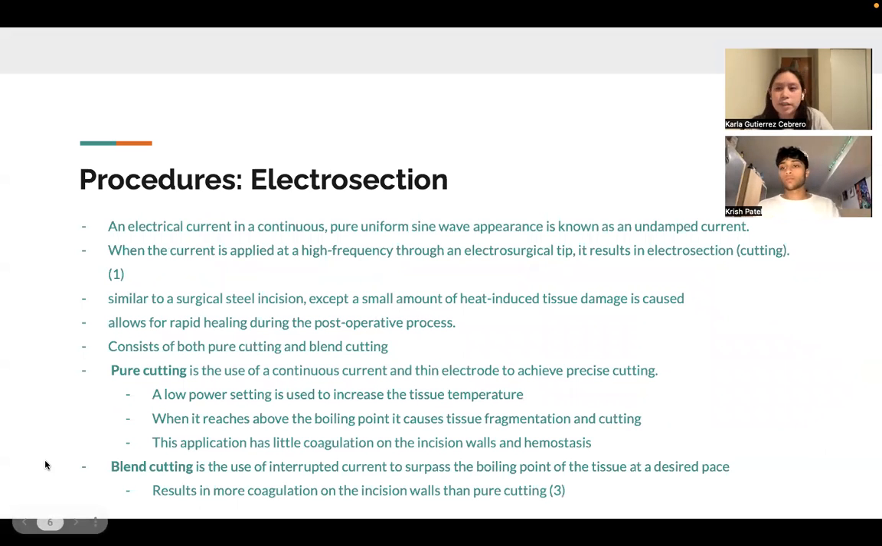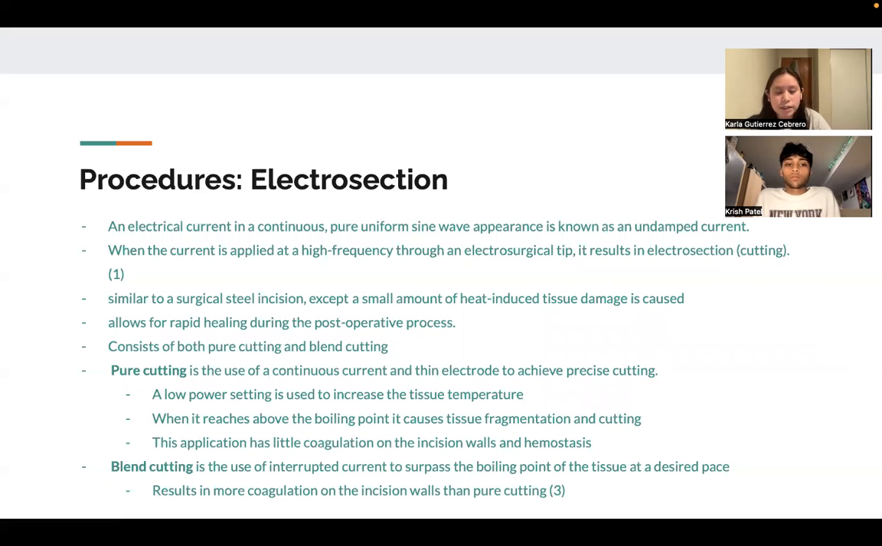One of the procedures within electrosurgery is electrosection, which is when an electrical current in a continuous, pure, uniform sine wave appearance is applied at a high frequency through an electrical surgical tip, which results in electrosection, which is similar to cutting. This is similar to any surgical steel incision, except a small amount of heat-induced tissue damage is caused, but it does allow for rapid healing during the post-op process. Within electrosection, there is pure cutting and blend cutting.